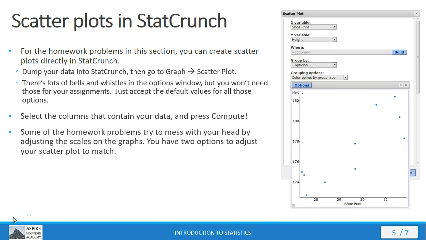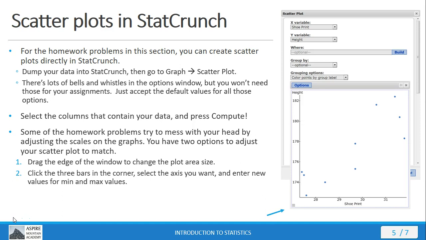Now, sometimes your homework problems will try to mess with your head. What they do is they adjust the scales on the graph. So you can get around this in one of two ways. First, you can just drag the edges of your window to change the size of your plot area. Or the other way to go about it is to click on those three bars in that lower left corner and then select the axis you want to change, and enter in new values for a max and min value. And usually I just take those from the answer choices in my assignment. And then I get a graph that better matches what I'm looking at.